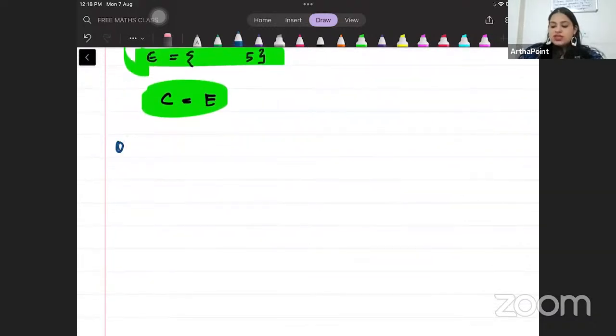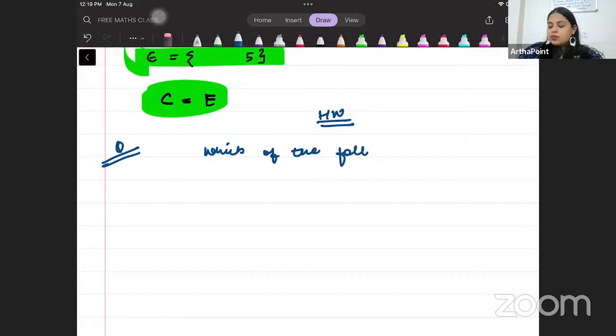Now beta, come to the next question. I am giving you this as a homework. Please try to do this on your own. So you have to tell me which of the following are equal sets. Right? Which of the following are equal sets?